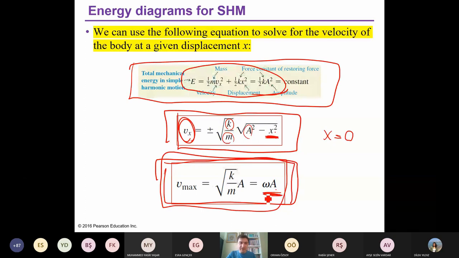Look at the result. Remember v equals omega r from the circular motion. Instead of r, if you use the amplitude, we have omega A. We have also done that today, so you have the same result. This is the maximum velocity in simple harmonic motion, and this is the velocity as a function of x displacement.